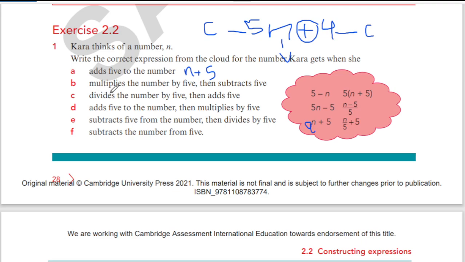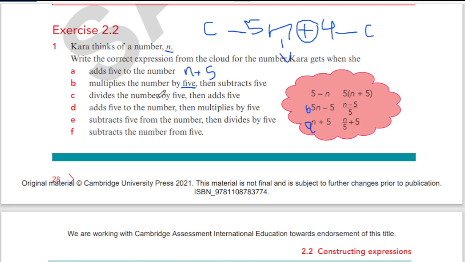In part B, they are saying multiply the number by 5. First you have to multiply the number by 5, then you have to subtract 5. First multiply n with 5 and then subtract 5. So this is the expression. B is this: first we multiply 5 with n, which will make 5n, then we'll subtract 5 from it.